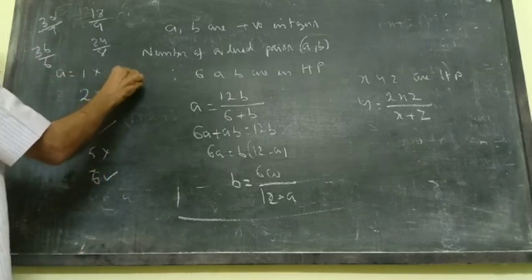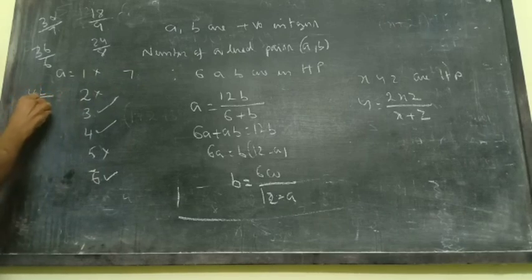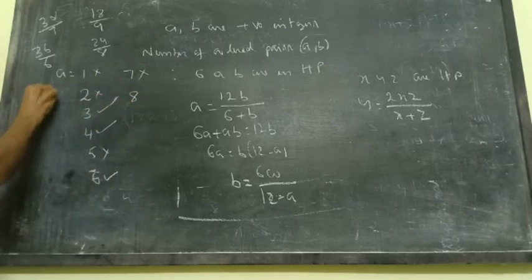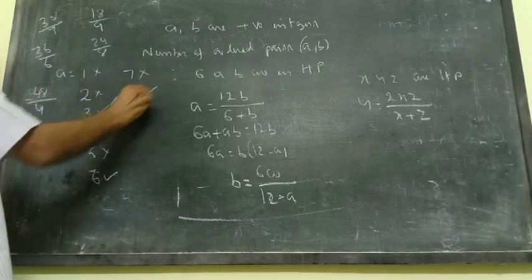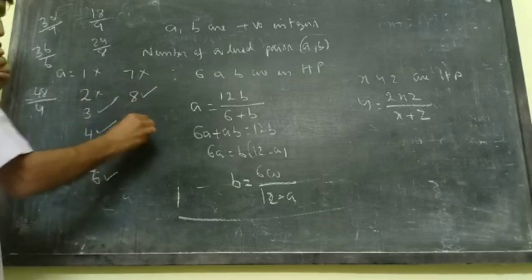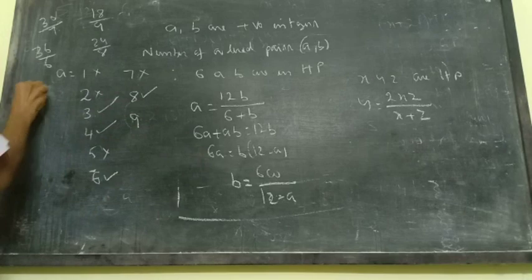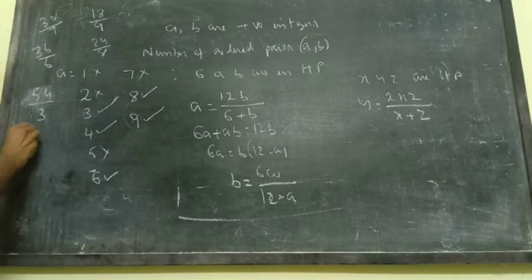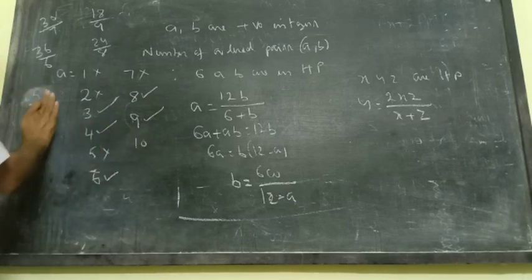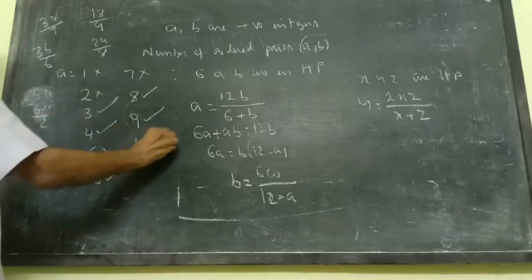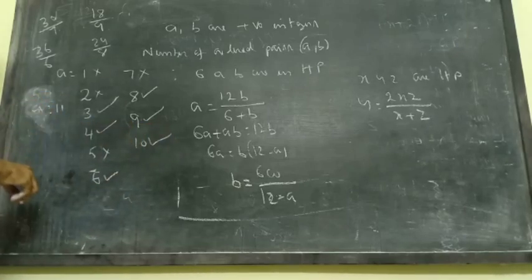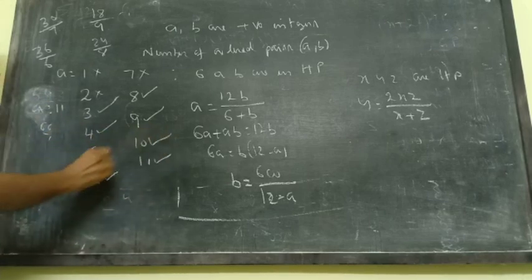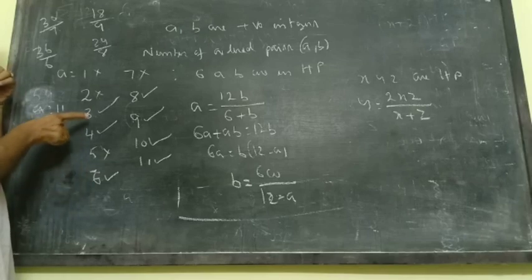a is equal to 7, so 42 by 5 fails. a is equal to 8, 48 by 4, okay. a is equal to 9, you will get 54 by 3, okay. a is equal to 10, you will get 60 by 2, okay. a is equal to 11 means 66 by 1, okay. So, what are all possible values of a?